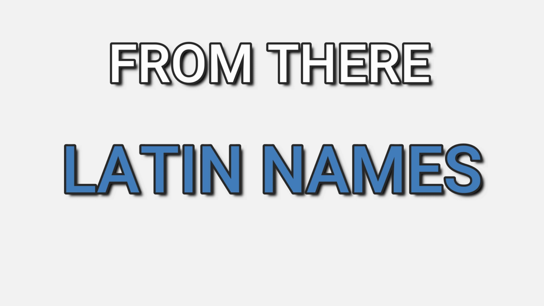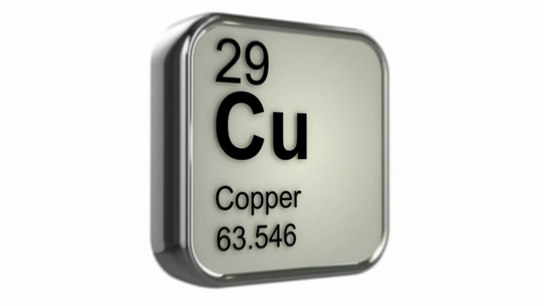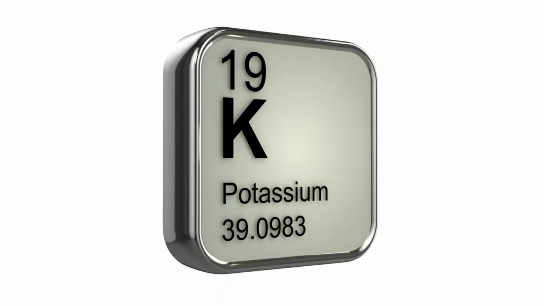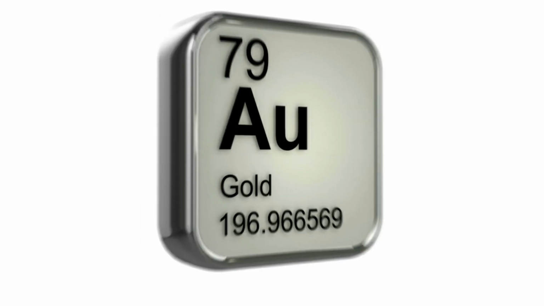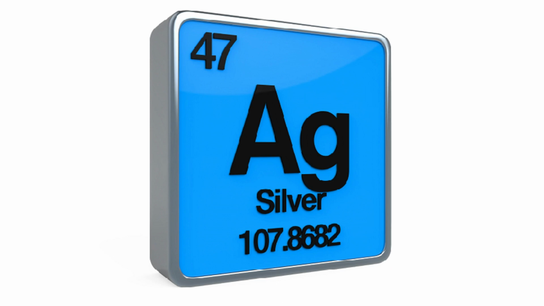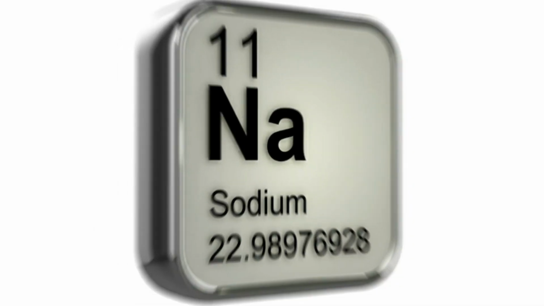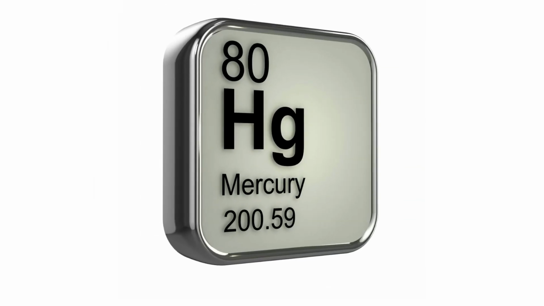For example, we took copper as Cu from cuprum, iron as Fe from ferrum, potassium as K from kalium, gold as Au from aurum, silver as Ag from argentum, lead as Pb from plumbum, sodium as Na from natrium, and mercury as Hg from hydrargyrum.